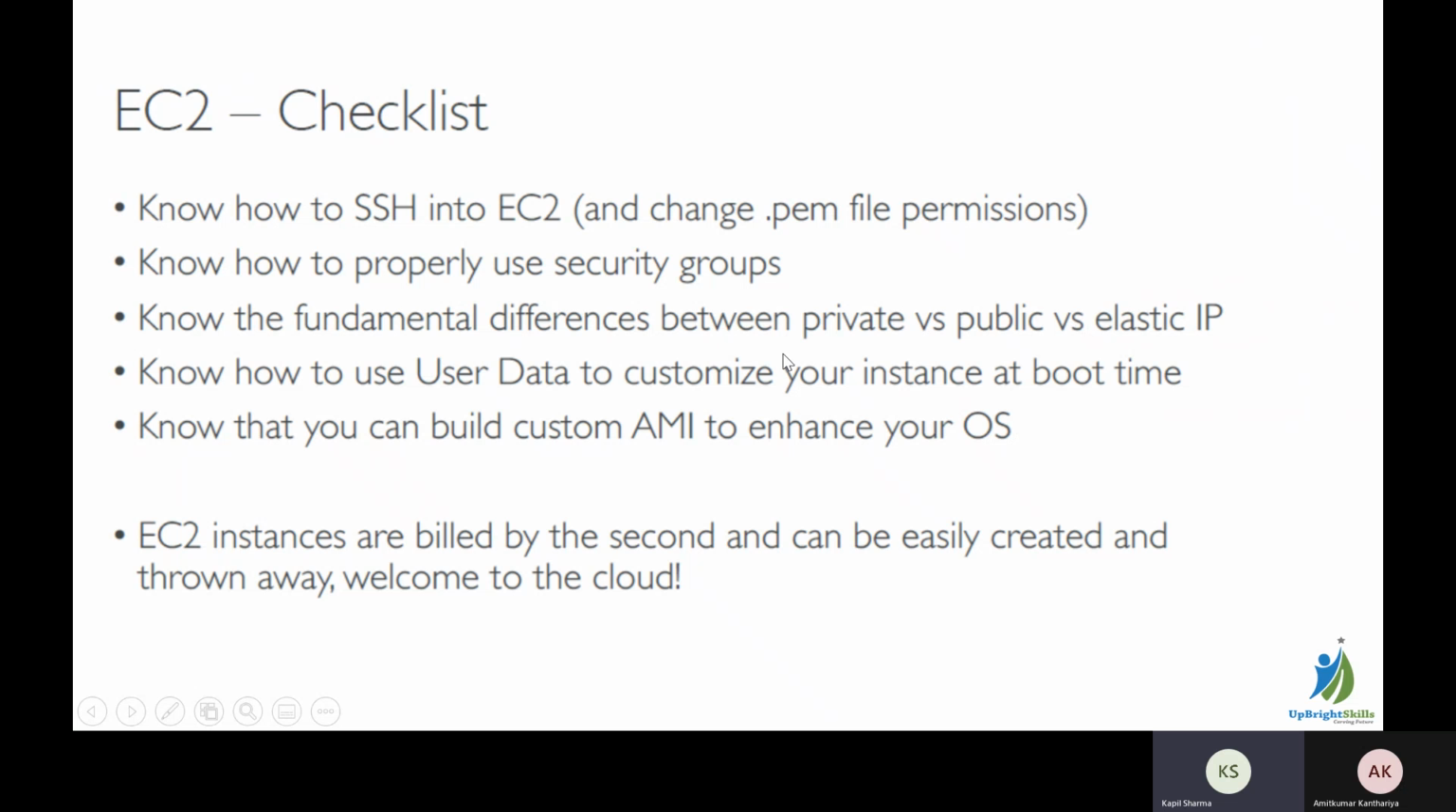So we are completing AWS fundamental section 1. The final checklist is: we know how to SSH into our EC2 instance, how to change the PEM file permissions. We know how to properly use security groups, and the fundamental difference between public IP and private IP. We know how to write a user data script, and how we can customize our instance using a user data script at the time of booting. Now we know how we can build our custom AMIs to enhance our operating system.